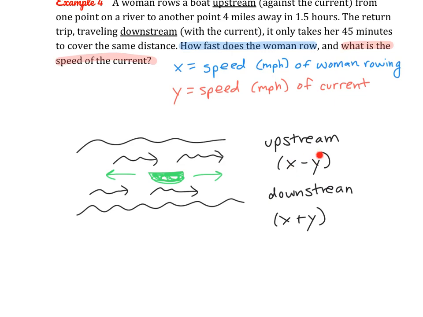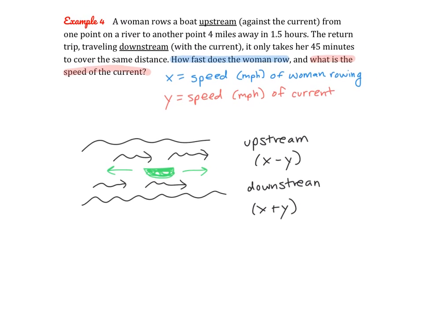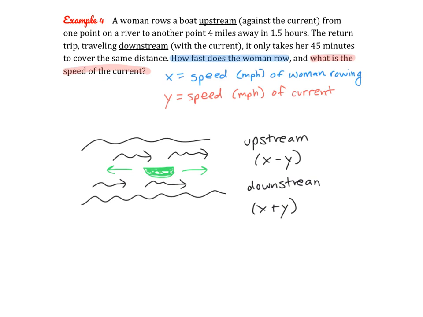So again, this is your overall speed going upstream, and this is your overall speed going downstream. Now we need to make two equations, and to do this, we can use the basic distance equals rate times time. The distance is going to be the same for both equations. So we can say 4, because it's 4 miles.